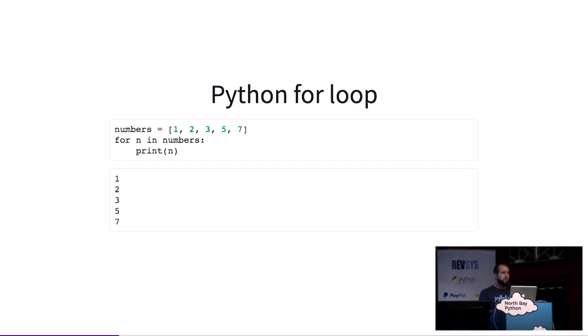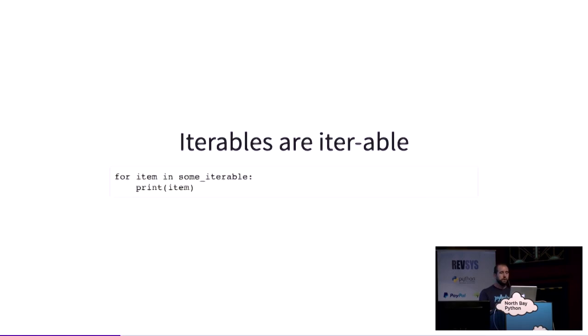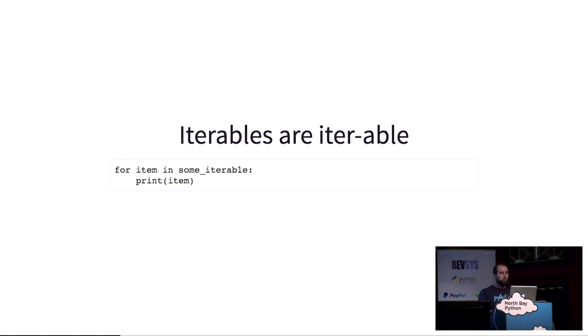OK, so that's for loops in Python. A little bit of review there. If you can loop over something with a for loop in Python, it is an iterable. And if something is an iterable, you can loop over it with a for loop. So if you're not sure what that word iterable means, it is something that you are able to iterate over. Iterables can be looped over, and anything that can be looped over is an iterable.